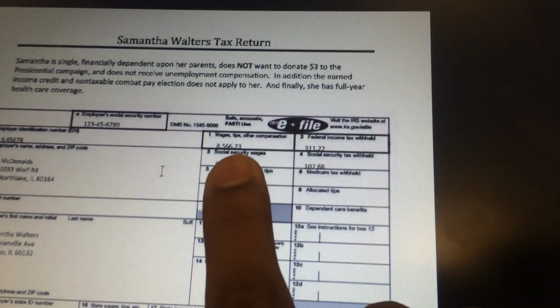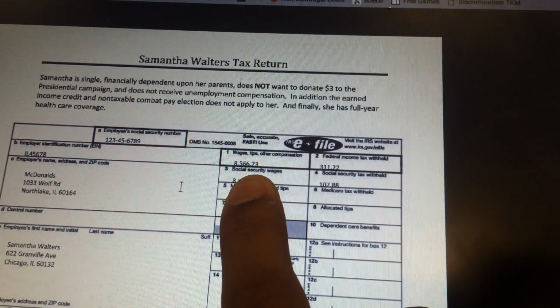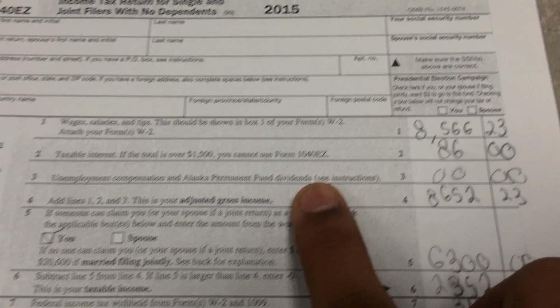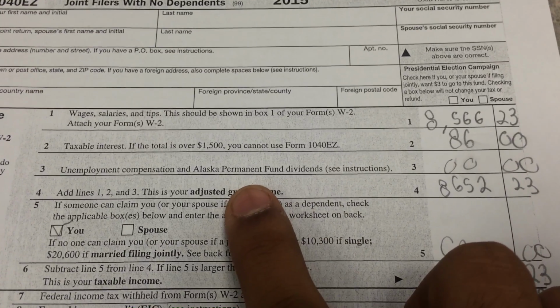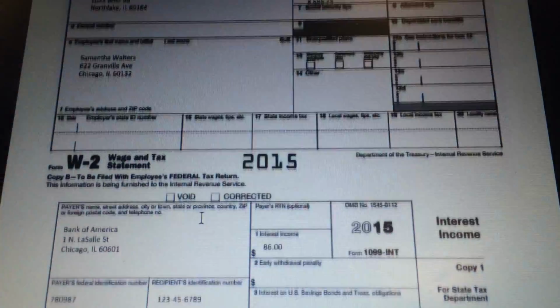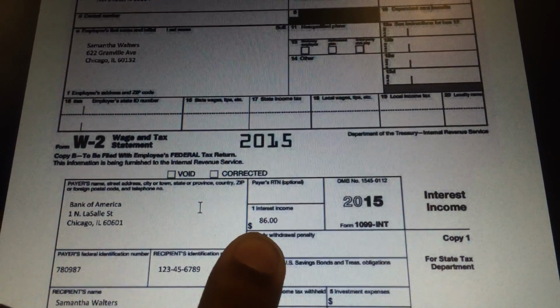So to start off, we're going to look at her wages and tips, which is $8,566.23, and you're going to enter that on line 1. For line 2, you're going to enter the taxable interest, and if the total is over $1,500, you cannot use this form. But luckily for us, it's $86, and that can be seen right here from her taxable income.